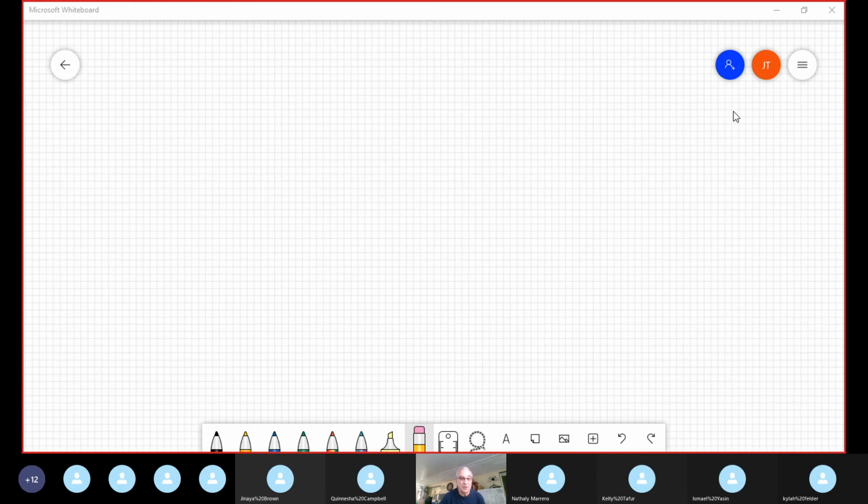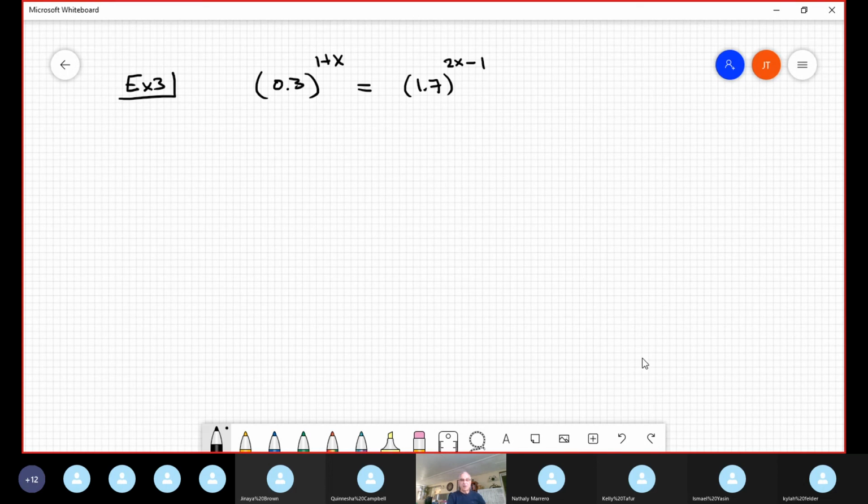Okay, suppose example 3, heavy, complicated. Example 3 is 0.3 raised to the 1 plus x equals 1.7 raised to the 2x minus 1. Okay, it's obvious that this is very complicated, because the bases are crazy numbers, 0.3 and 1.7. It's totally impossible to manipulate both sides. So definitely you apply logarithm. What kind of logarithm? Standard?